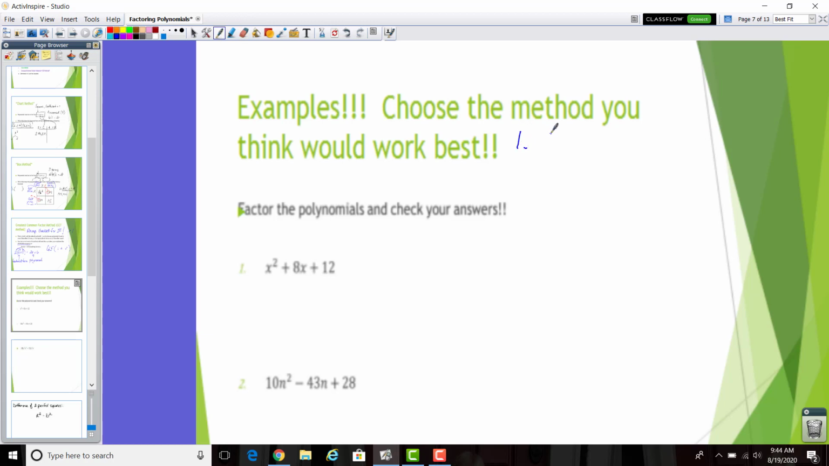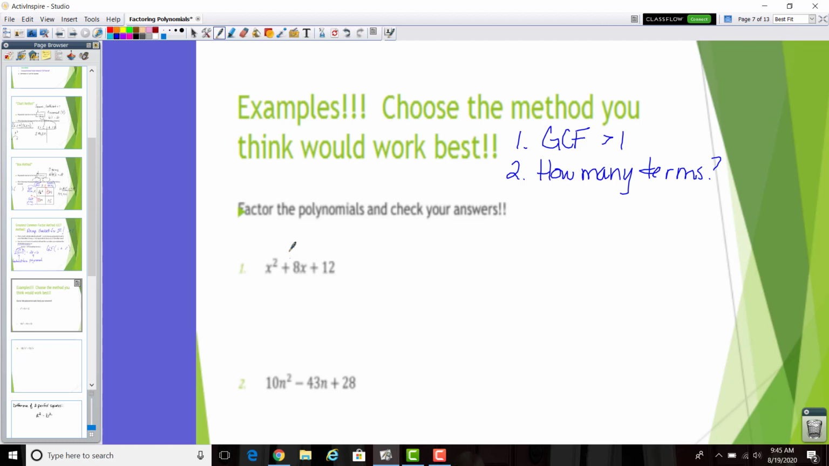So 1, is there a GCF greater than 1? So in this case, that answer is no, there is not. Between the first 2 terms, I have a GCF of x. Between my last 2 terms, I have a GCF of 4. But I do not have a greatest common factor greater than 1 for all 3 of them. So can't use the GCF. Number 2, how many terms?